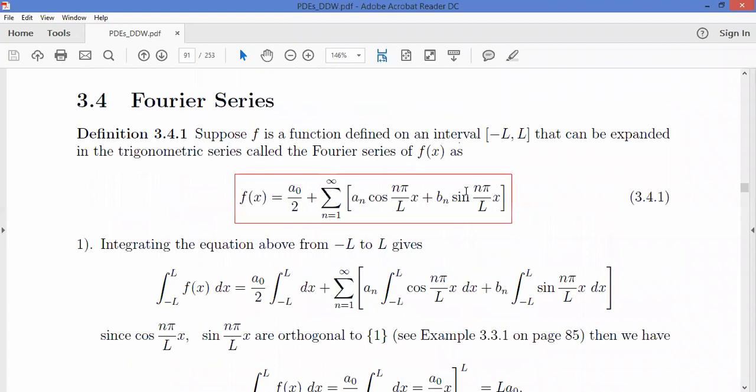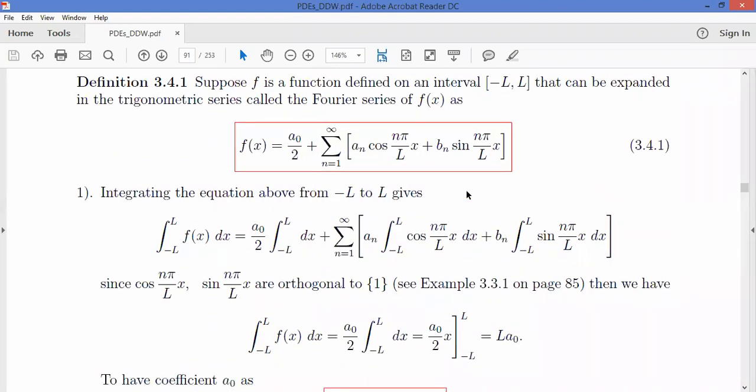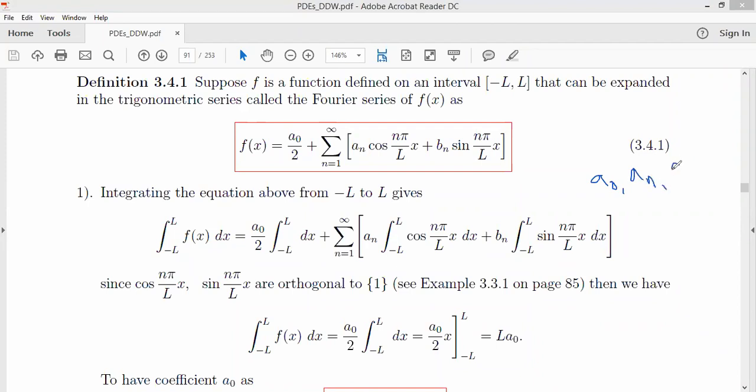So since we have this, the key question here is what is the expression for a naught, an, and then bn? That's what we want to know. Here we only look for 3 terms. These terms are a naught, we also find an, and we find bn. These are what we call Fourier coefficients.